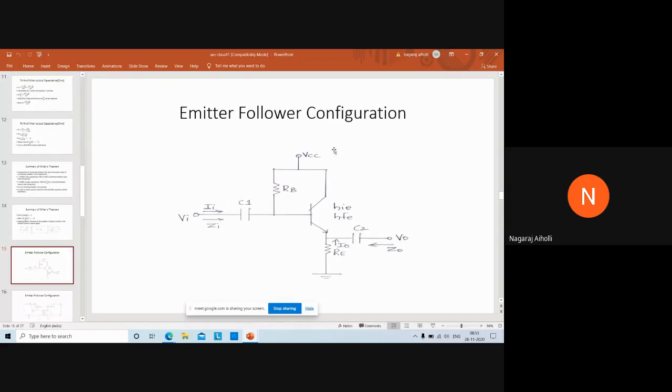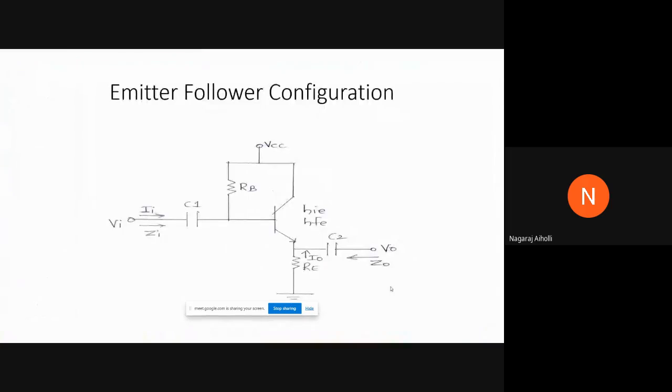This is next, that is emitter follower configuration. For the emitter follower configuration, we have already studied the RE model, and we are considering the same RE model here. Are you able to see the screen, students? Screen is visible? Yes, sir. Right. This is the emitter follower configuration. We have already studied the RE model of this.